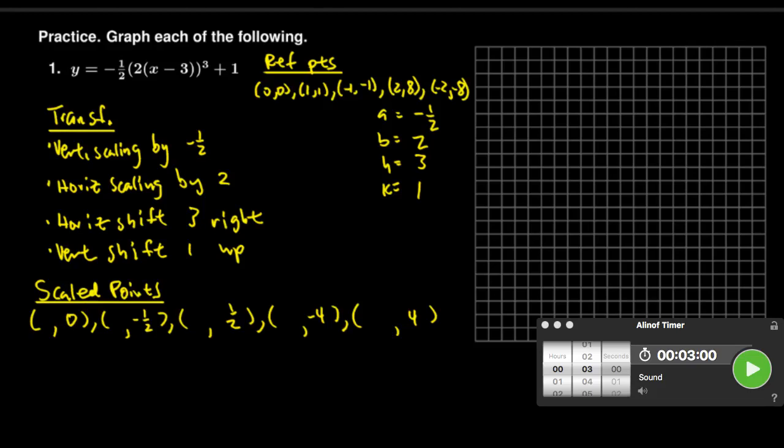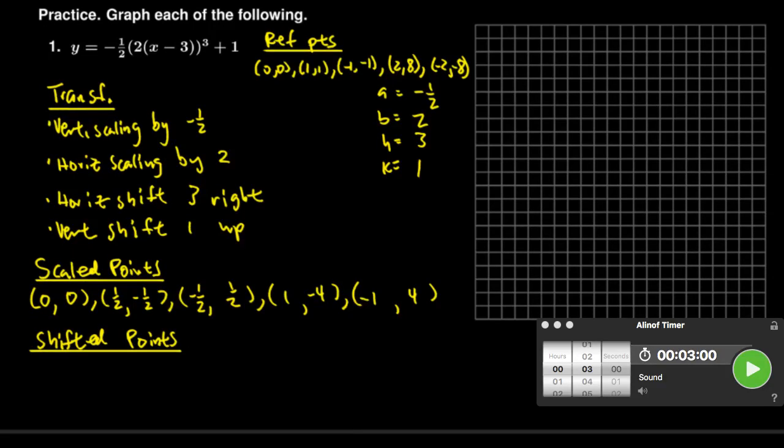And then, let's see, horizontal scaling by 2, that means we divide every x value by 2. 0 stays as 0, then we get a half, negative a half, 1, negative 1. Alright, that was quick and easy. Shifted points, and to be honest, this should be very easy and quick by now, just because we've done it so much that if you don't get it, literally you're just not practicing. So make sure you're practicing.